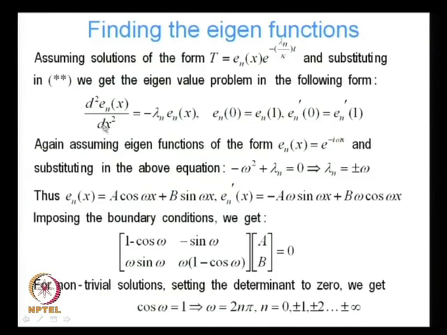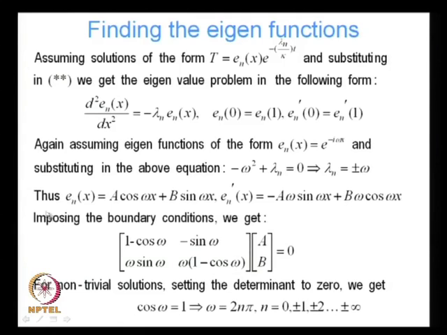and then you can see that this is an equation in x, right. So, I assume that my eigenfunctions are of this form, e to the power minus i omega x. And then once I substitute that here, this differential equation becomes an algebraic equation in omega, and thus I get lambda n equal to plus minus omega, right.